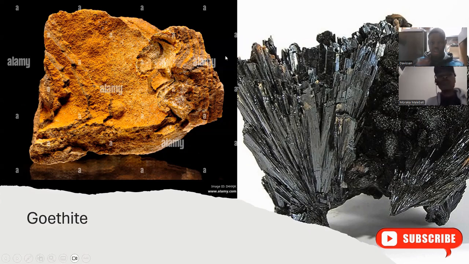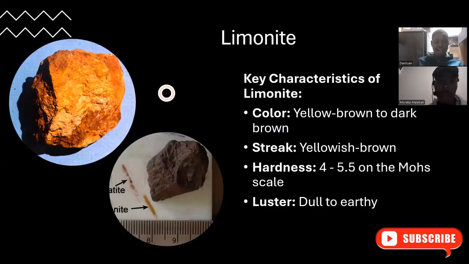And this one is the one which is earthy. It means if you were to hold it, you will see the dirt on your hand, or wherever you put it. It means it's goethite. That is another distinctive feature of goethite: it's earthy. Are we together? Yeah. Okay, limonite. The distinctive feature is the streak.